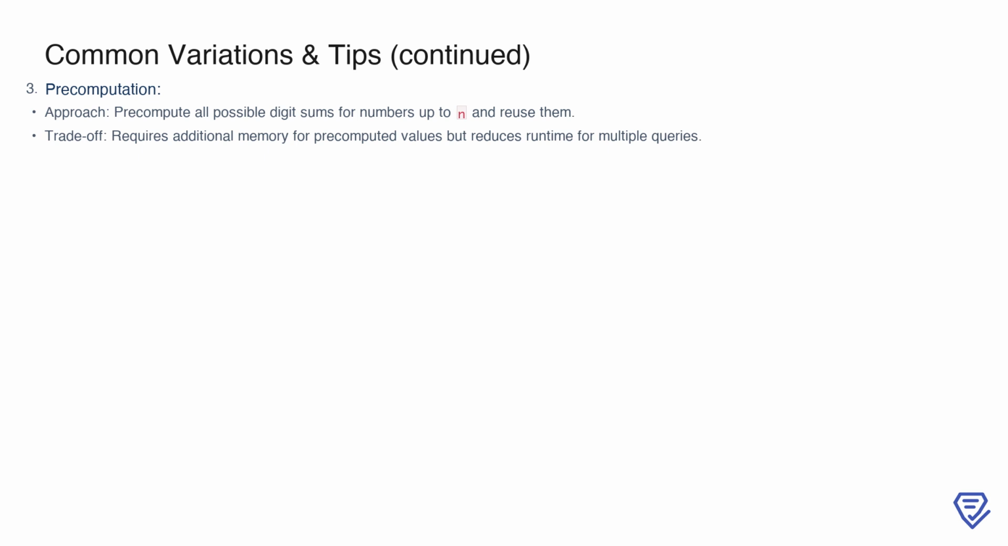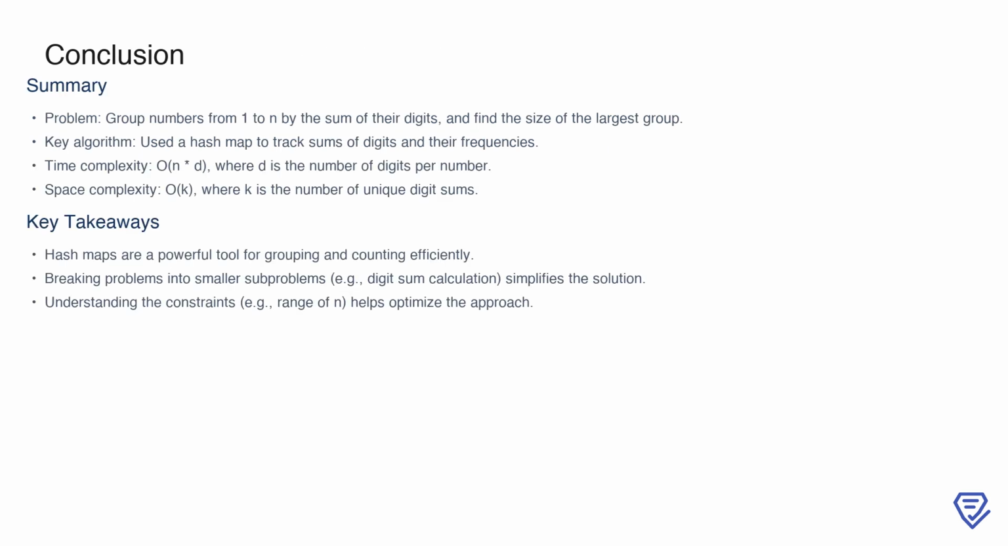By combining pre-computation with a hash map-based grouping strategy, you can achieve a highly optimized solution that balances both speed and readability. Great job working through this problem. To summarize, we used a hash map to group numbers by their digit sums and identified the largest group size efficiently. This approach reinforced the importance of managing complexity and leveraging data structures effectively.